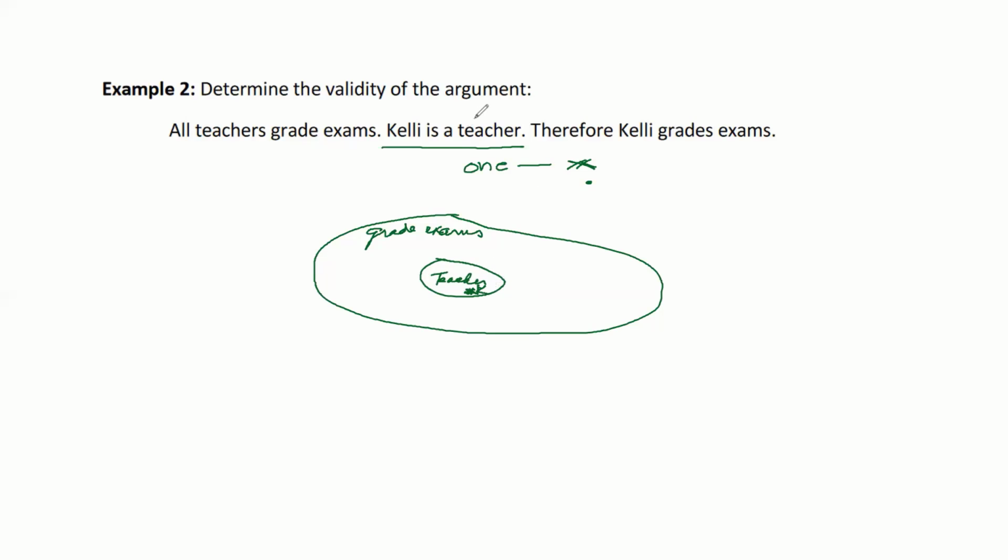So this is true now. Does therefore Kelly grade exams? Yes, Kelly's inside that teacher circle, so she must also be in the grade exam circle. So this is a valid argument. And the proof is this Euler diagram. So you're going to include that Euler diagram whenever you determine the validity in order to get full credit.